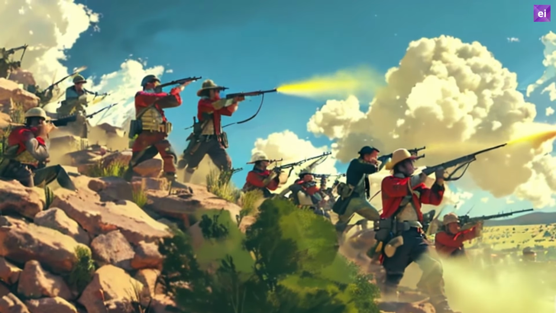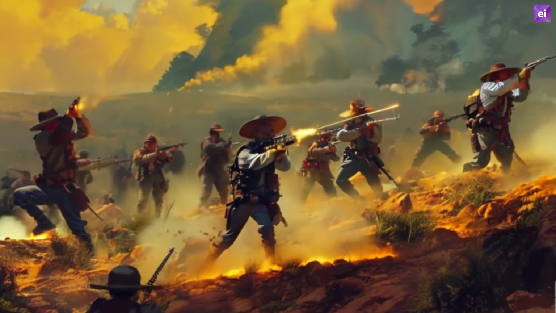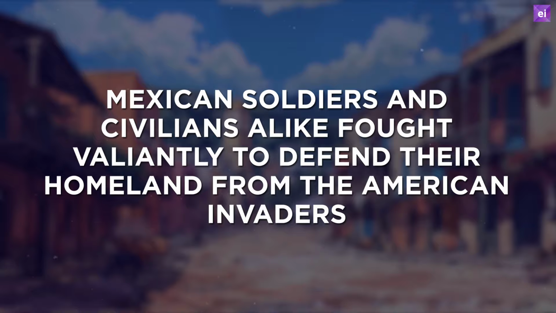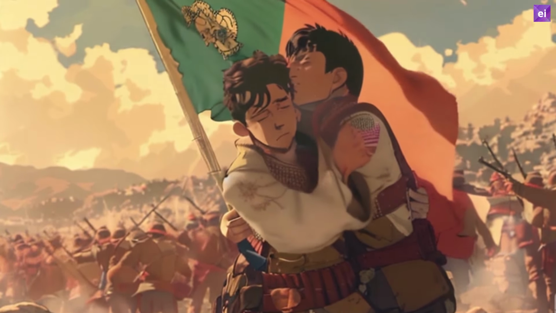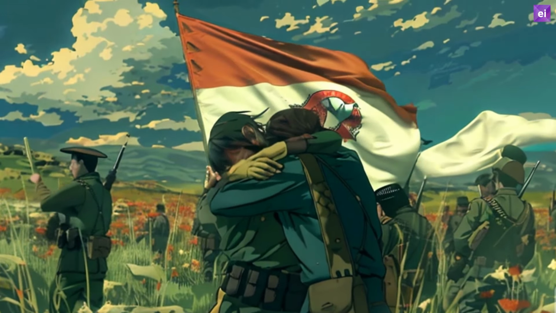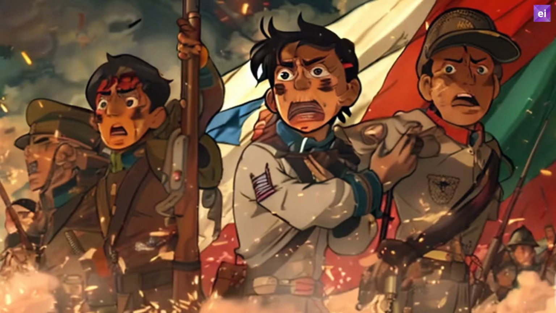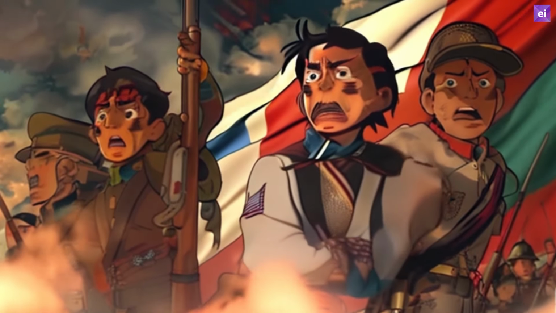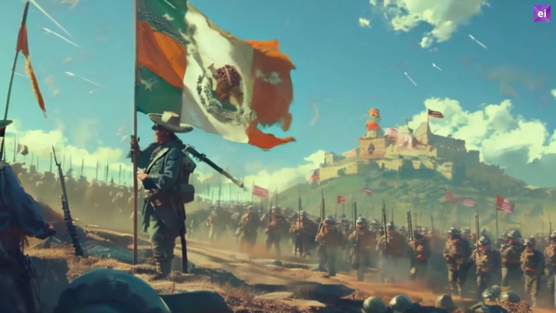Despite facing fierce resistance every step of the way, Scott's forces gradually closed in on the capital. Mexican soldiers and civilians alike fought valiantly to defend their homeland from the American invaders. Even the defenders of Mexico City, including young military cadets, fought bravely until the end. Legend has it that Cadet Juan Escutia's final act was to protect the Mexican flag, wrapping it around his body as he leapt from the city's walls.